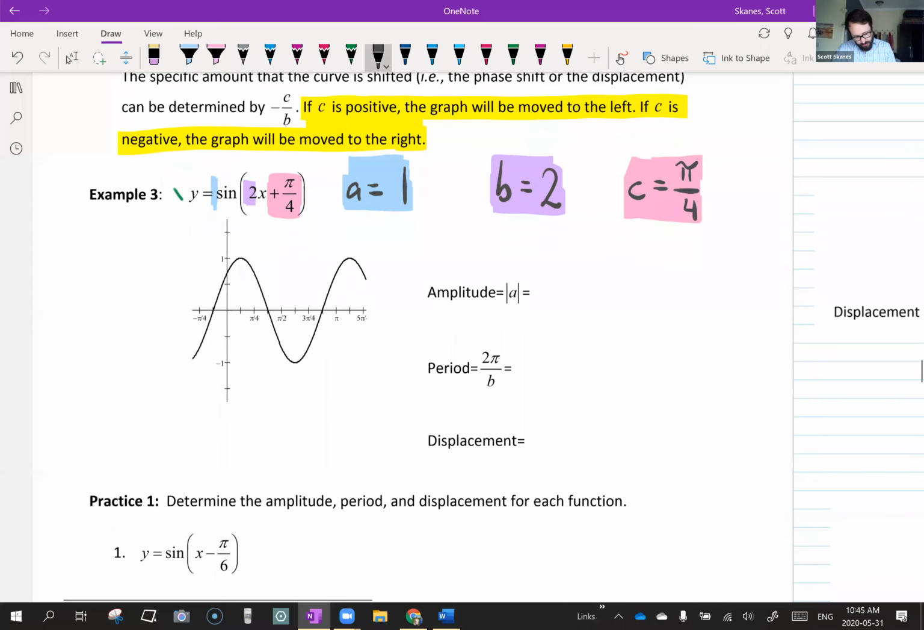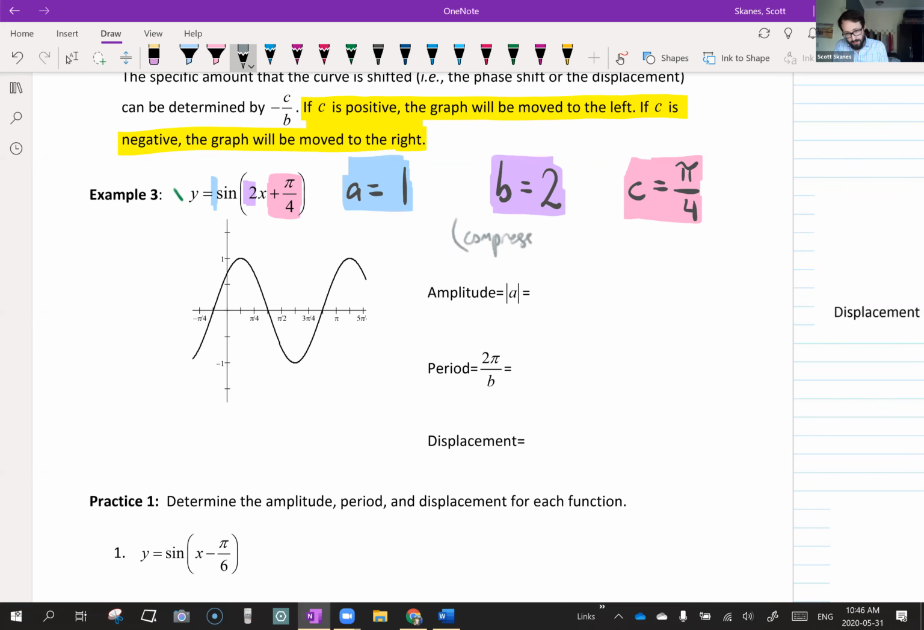Before I do this, I want you to try, maybe I could give you a quick little multiple choice or a bonus question. How does B affect things? Will this compress the graph or stretch the graph if B is 2? What does B do? Does it make the period smaller or bigger? Well, if B is bigger than 1, it will compress the graph. It'll squish it or compress it.